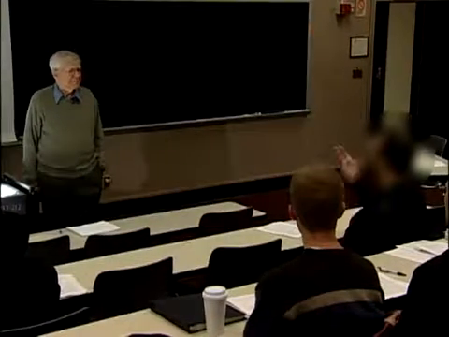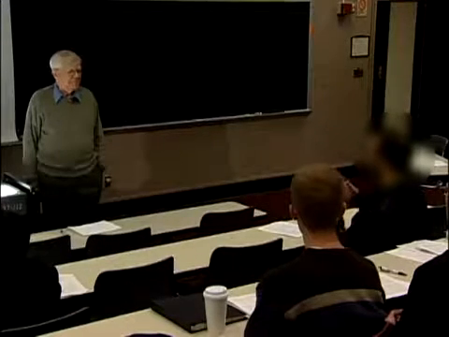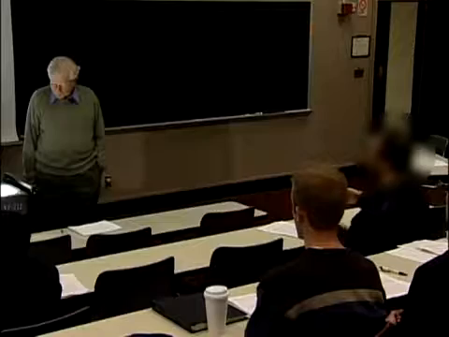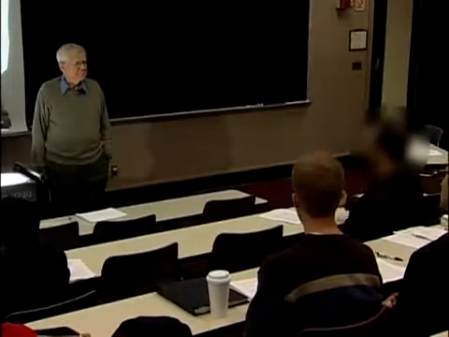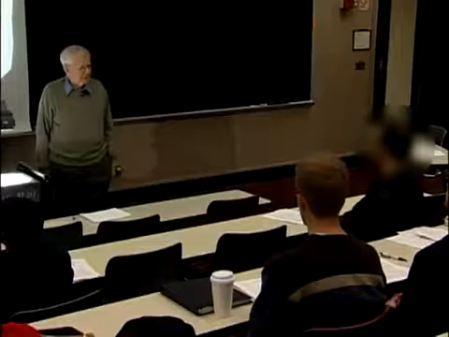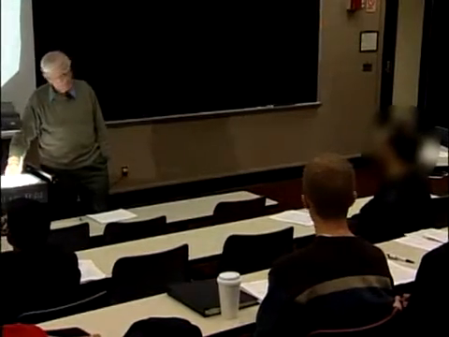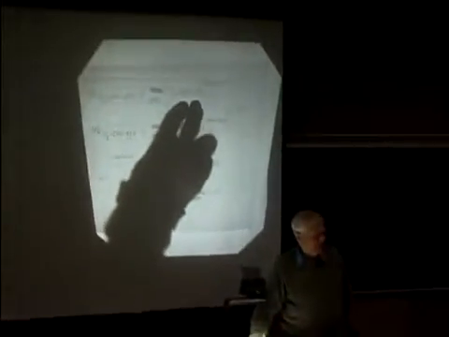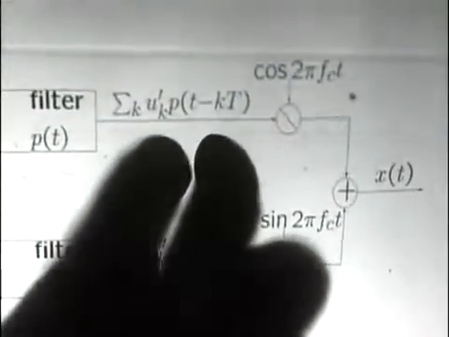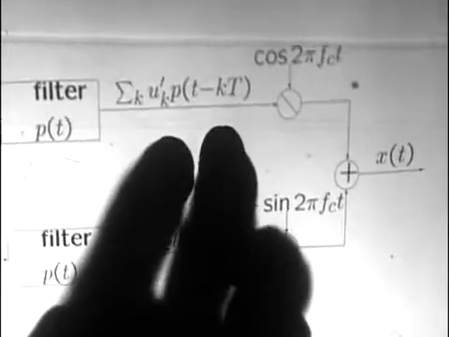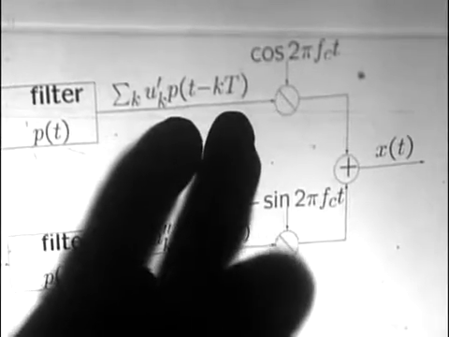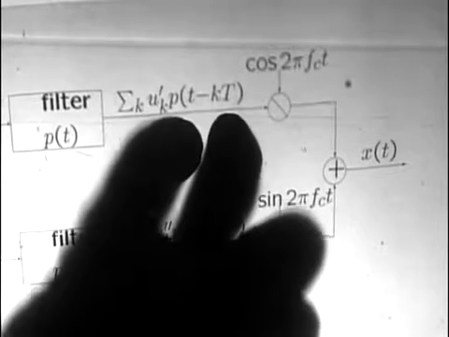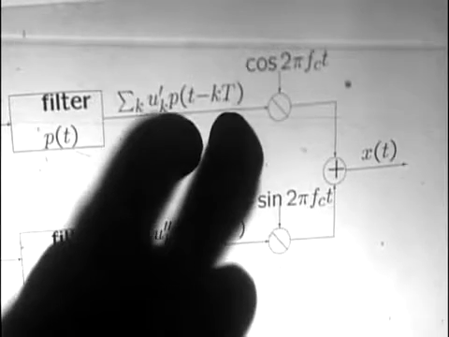And the transform of the function, the sum over k of u_k p(t - kT), is not the same as the transform of p(t), but it's band limited in the same way. I mean, visualize, the Fourier transform of p(t - kT) is simply the Fourier transform of p(t) multiplied by a sinusoid in f at this point. So it doesn't change the bandwidth of that.